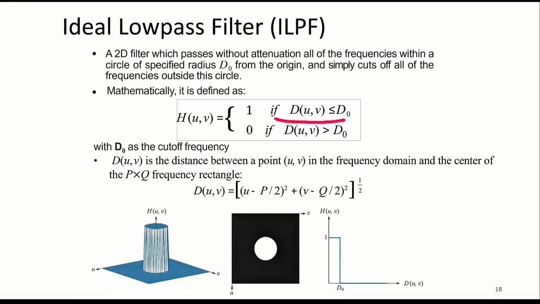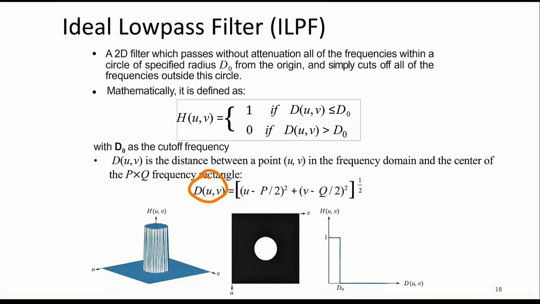Mathematically, I can define it at any point in this plane. If it is less than or equal to d naught, this is 1. If any point in this plane is greater than d naught, then make it 0. What is d naught? D naught is the distance from the center to the circle. Or in other words, d naught is the radius of the circle. So the more radius we have, the more frequencies we pass, and if less, we pass fewer frequencies.